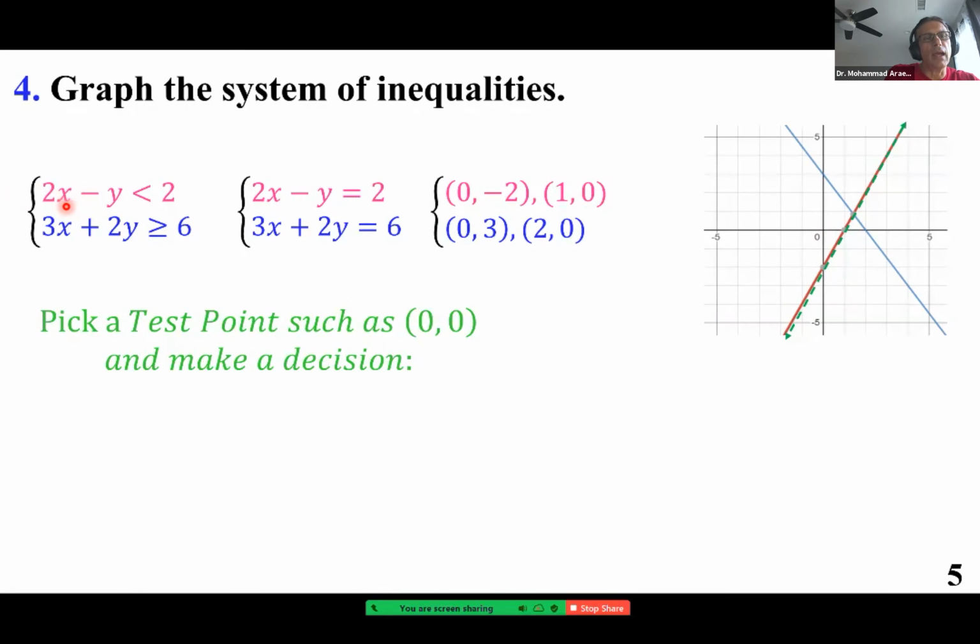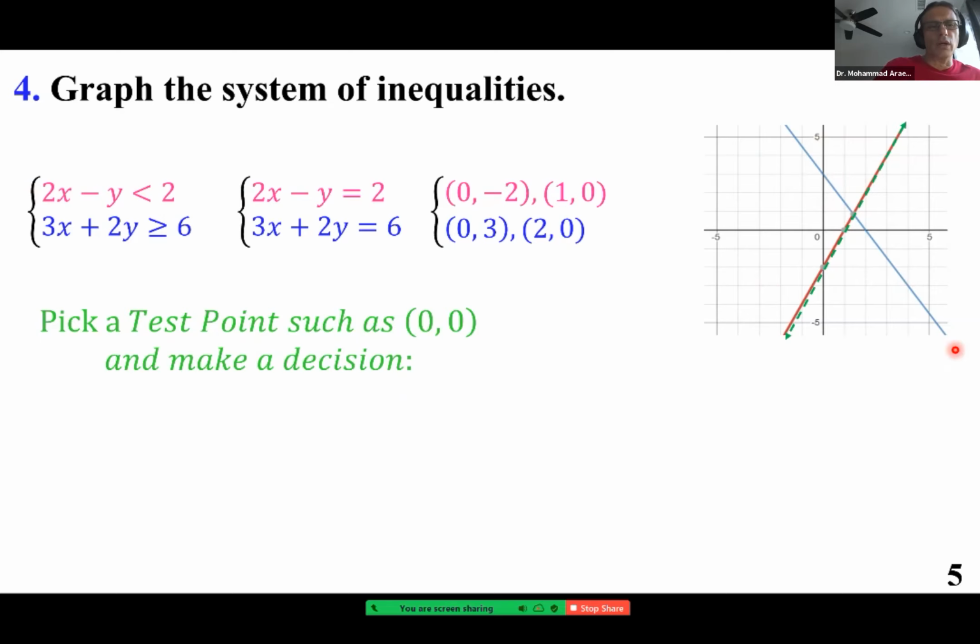If you check it with the red line, that means you plug it into the original inequality for the red one. And 2 times 0 minus 0 is equal to 0. 0 is less than 2. Yes, this is a true statement. So 0, 0 works for the first one. That means this whole side gets shaded, and that is the solution for the first one.